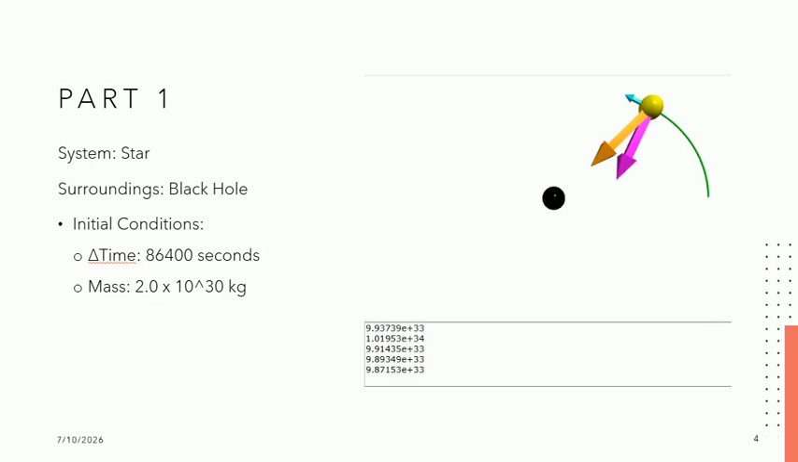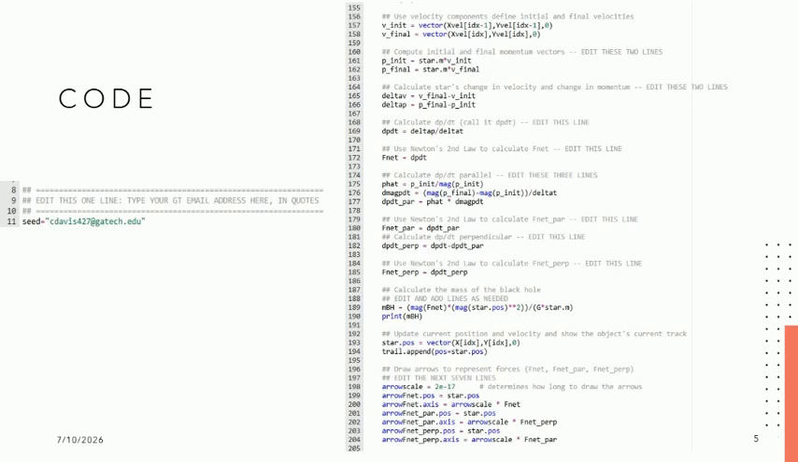In part 1, the system of the lab is the star and the surroundings are the black hole. The initial conditions are that the change in time is 86,400 seconds, and the mass is 2 times 10 to the 30 kilograms. In the code here, you can see the seed is my email, cdavis427@georgiatech.edu. On the side with the code, it's talking about the initial and final velocities in lines 157, 158.